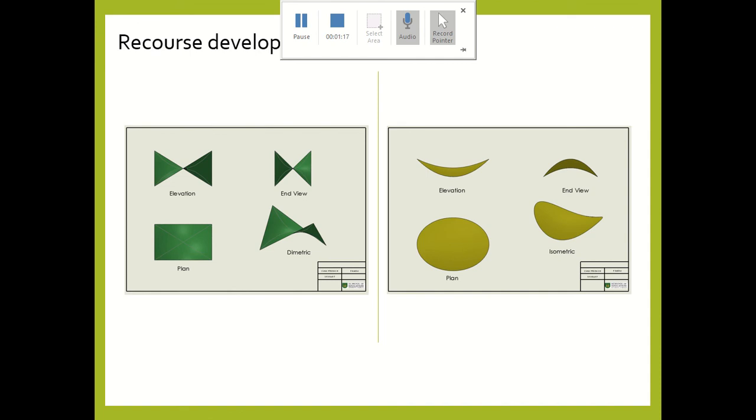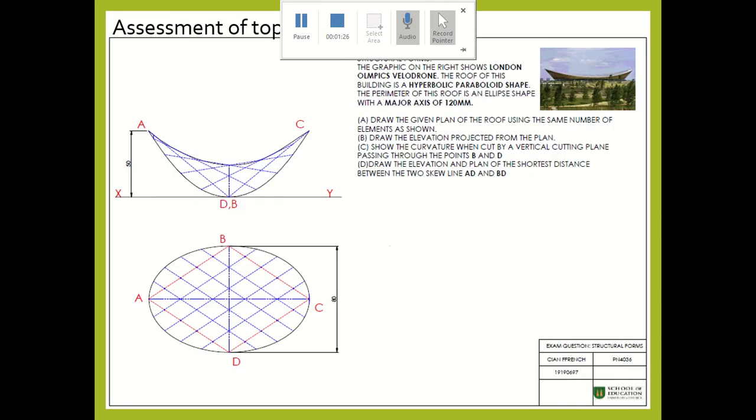And then this is the resource development, and these are the two hyperbolic paraboloids that the students will be making in orthographic projection. Then I talk about assessment of the topic. So here's an exam question I made up myself. It's based on the London Olympics Velodrome. The roof is in a hyperbolic shape. So you can see there, that's the question.